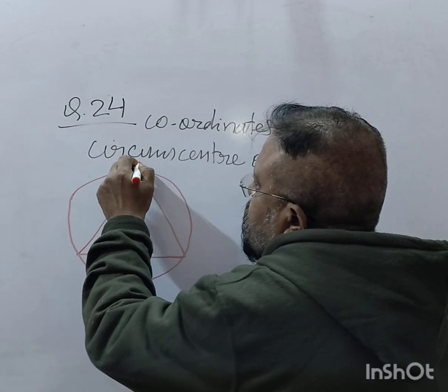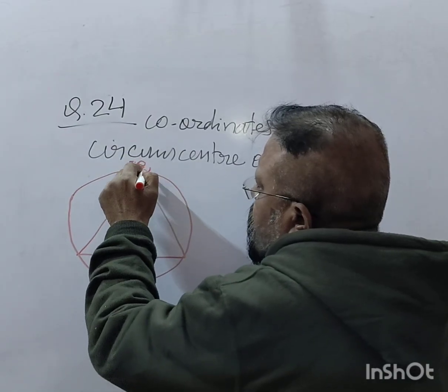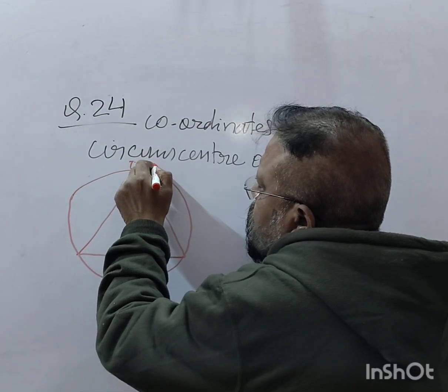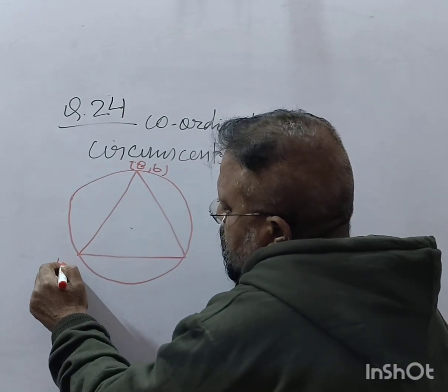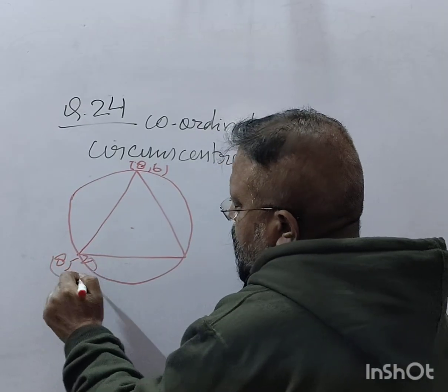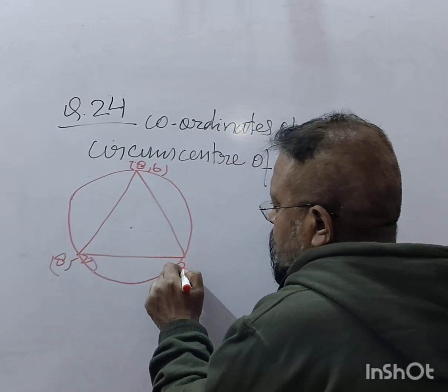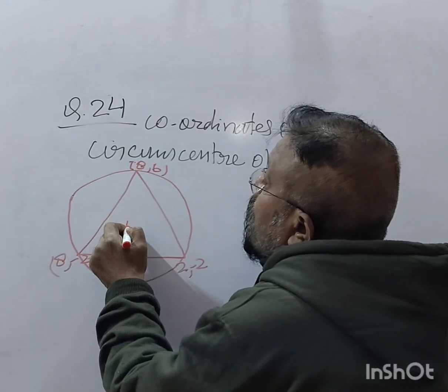8 comma 2, 8 comma 6, 8 comma 6, and then 8 comma minus 2, and then we have 2 comma minus 2. This is O.